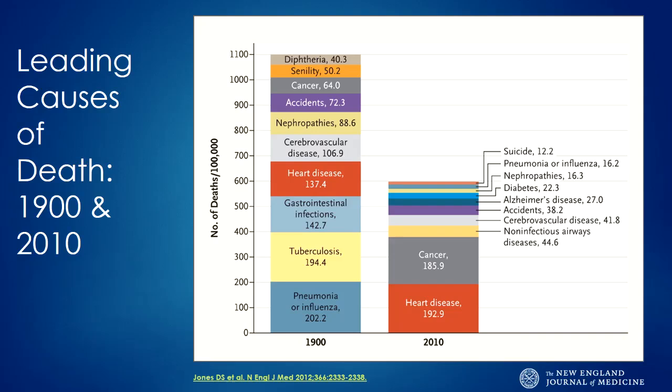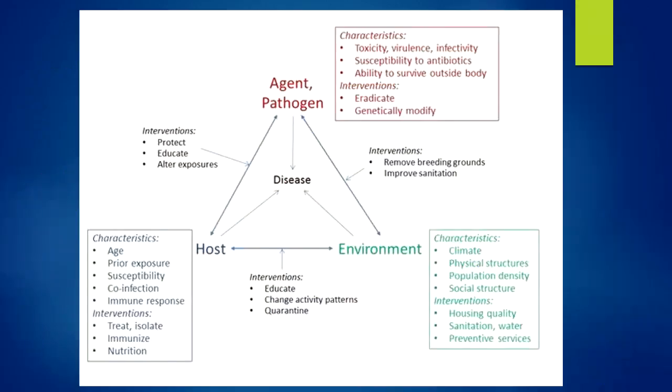And this is what we call the epidemiologic transition, that shift from primarily infectious diseases causing morbidity and mortality to chronic diseases being the leading causes of morbidity and mortality. Nonetheless, infectious diseases are still an important issue in public health. And here we see the epidemiologic triangle that we often discuss when talking about infectious diseases.